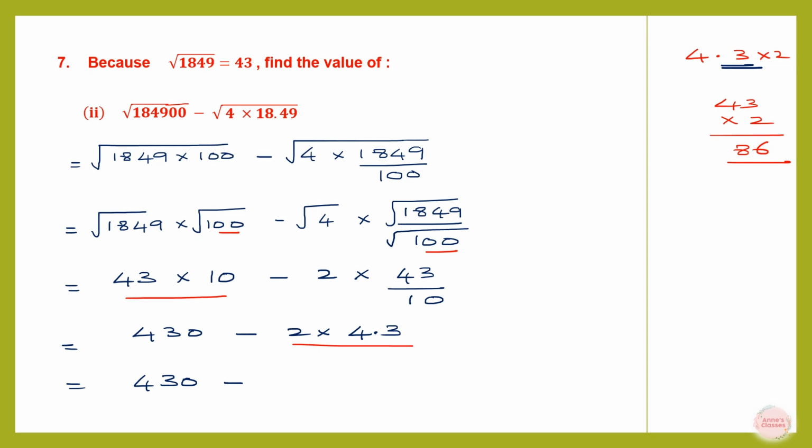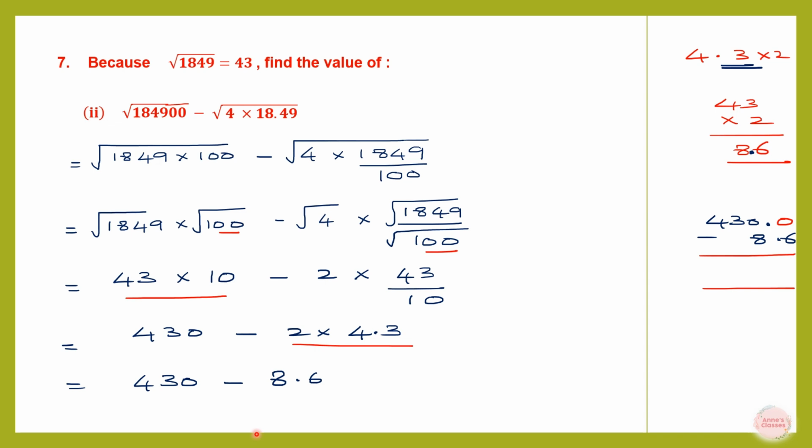Your answer here, that is 86, also must have one decimal place. So the point comes in between 8.6. So let's write this answer 8.6 here. So 430 minus 8.6. Now let's subtract 430 minus 8.6. So here put the point here and there's a number missing. So put that there, because especially when you subtract you have to make them like decimals.